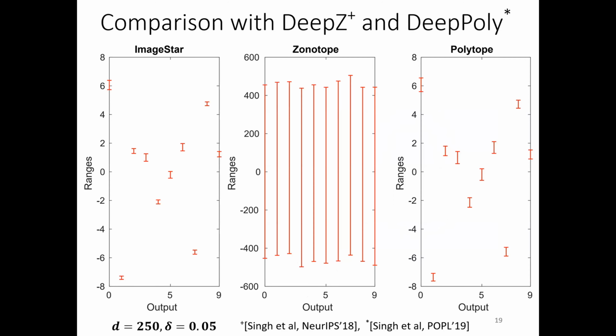These pictures show you the output ranges of 10 labels of the small MNIST network using different approaches for a specific value of d and delta. From these figures, you can see that the zonotope method gives very conservative ranges. The polytope approach gives much better ranges than the zonotope, and the image star method gives the tightest ranges in comparison with the other methods.